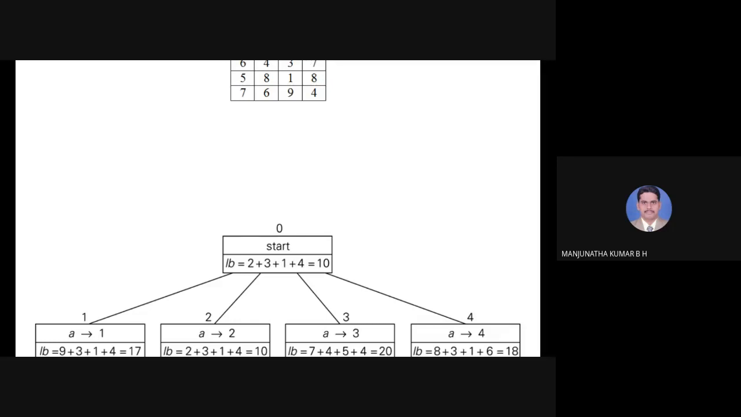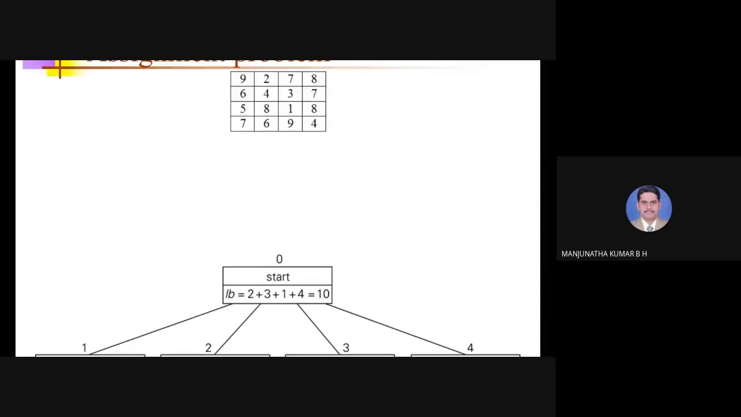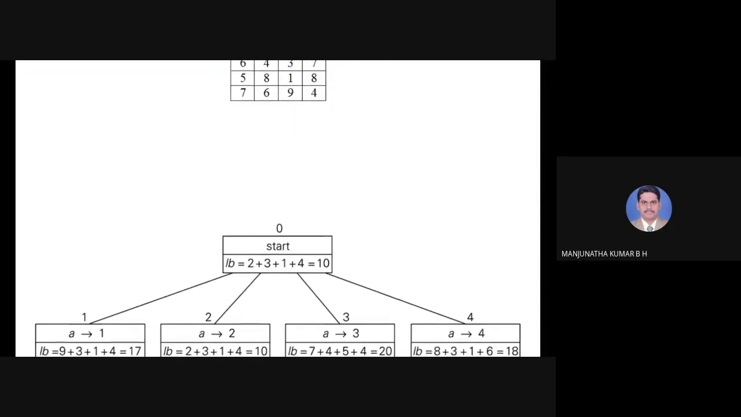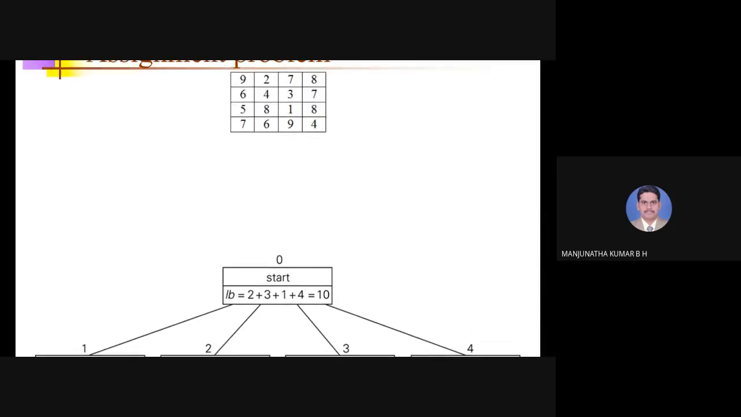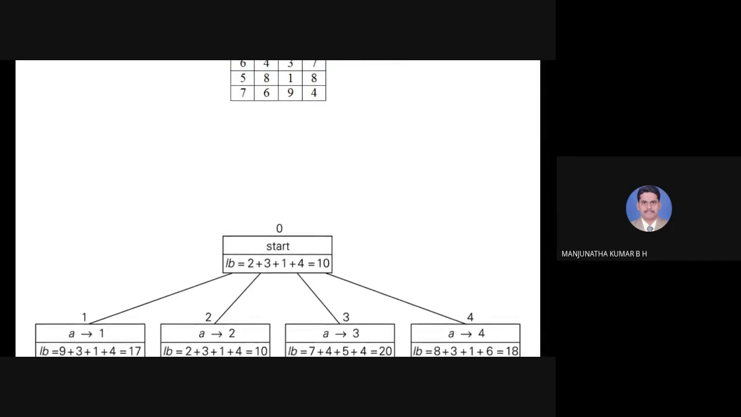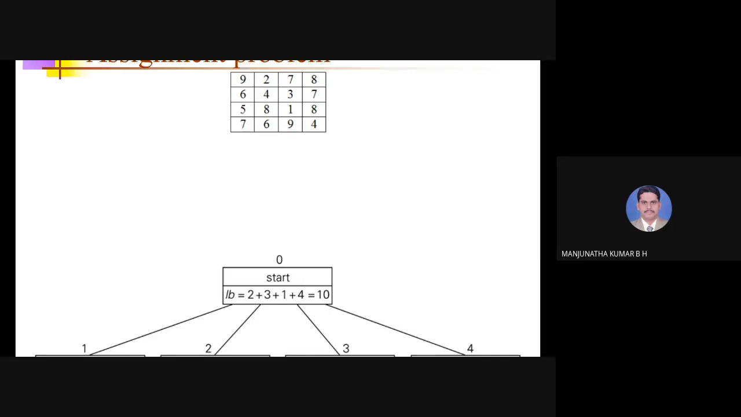Now let me explain how node 4 is calculated. Suppose instead of giving job 3, I give job 4 to person A. What will be the calculation? If I give job 4 to person A, then the cost will be 8 plus. Now I have to choose the smallest number for the remaining 3 persons, and those numbers should not come in the fourth column. Let me verify for person B. The smallest number is 3. Yes, I can take 3 because 3 is not in the fourth column, which is given for person A. 3 plus, what about person C? Yes, 1. You can take 1.